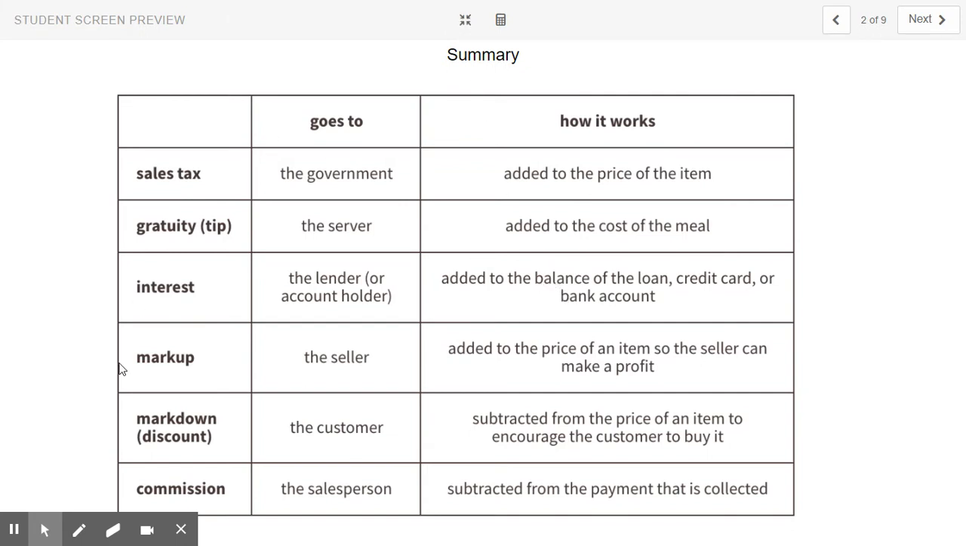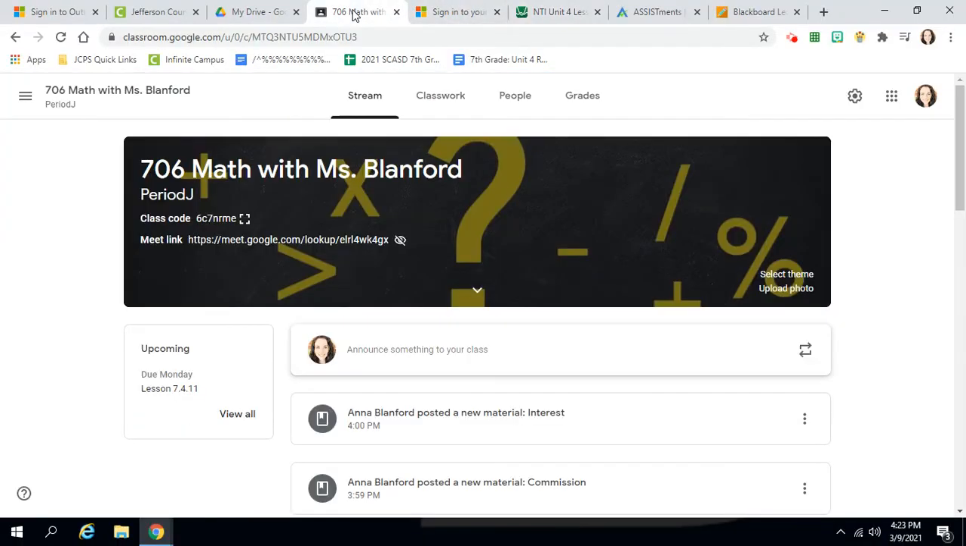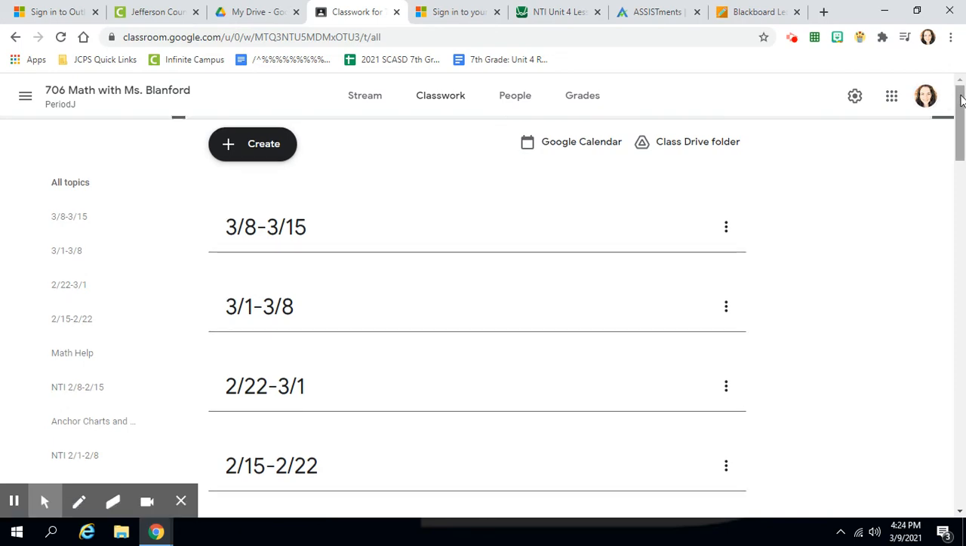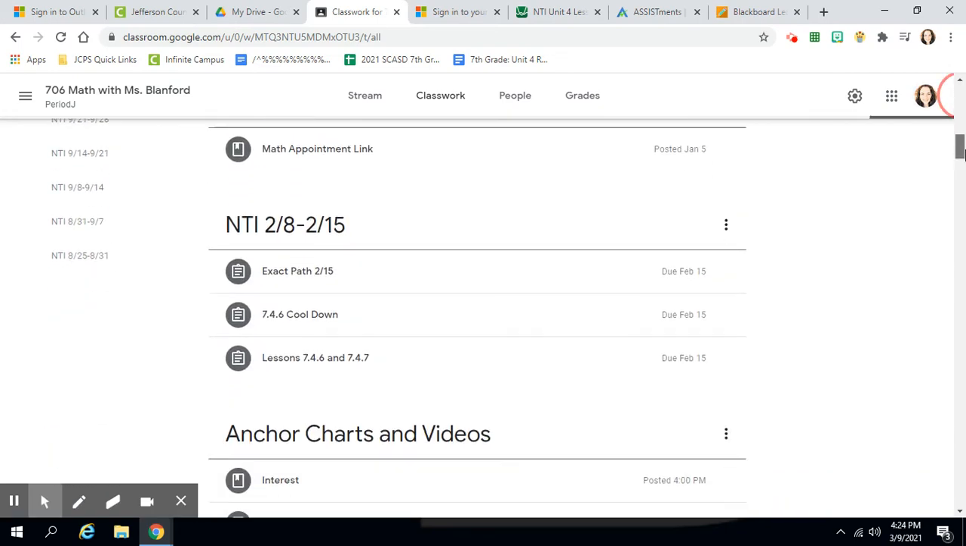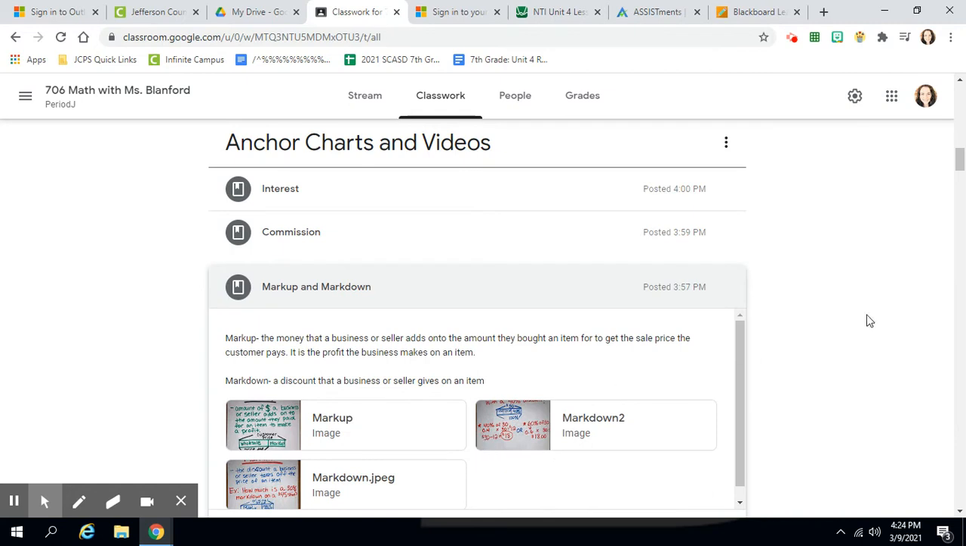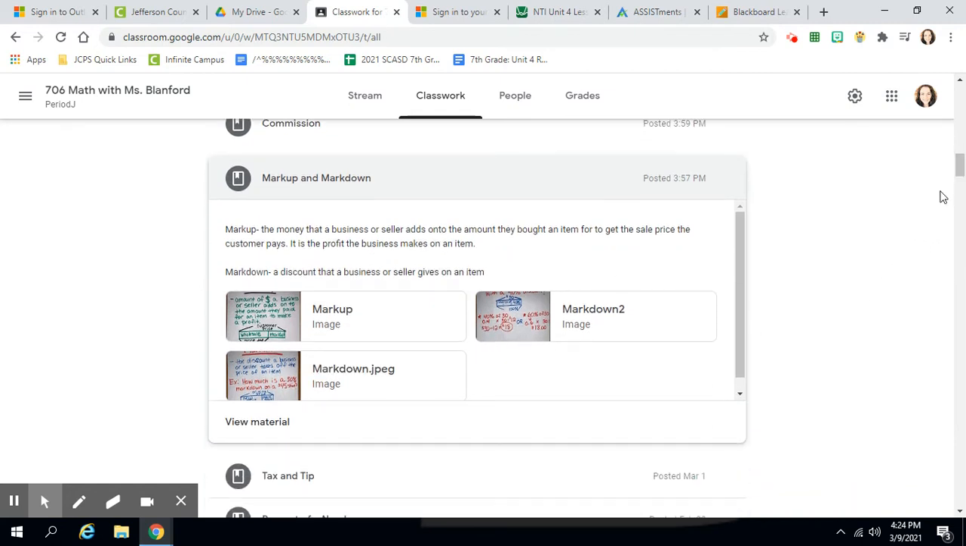And I do want to show you, because we're going to look at these things next, but these are also in your Google Classroom. If you go under your Anchor Charts and Video section, I have added definitions for all of these and how to find them, okay? So Anchor Charts and Videos, you're going to see there's interest, there's tax and tip. The first things we're going to look at next is markup and markdown. Okay, and I'm going to show you these. These can help you also for when it's time to do the next card sort.